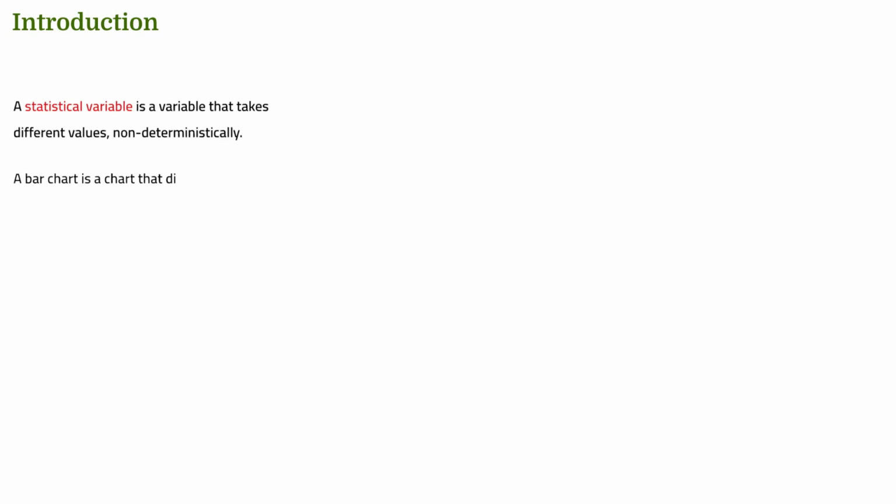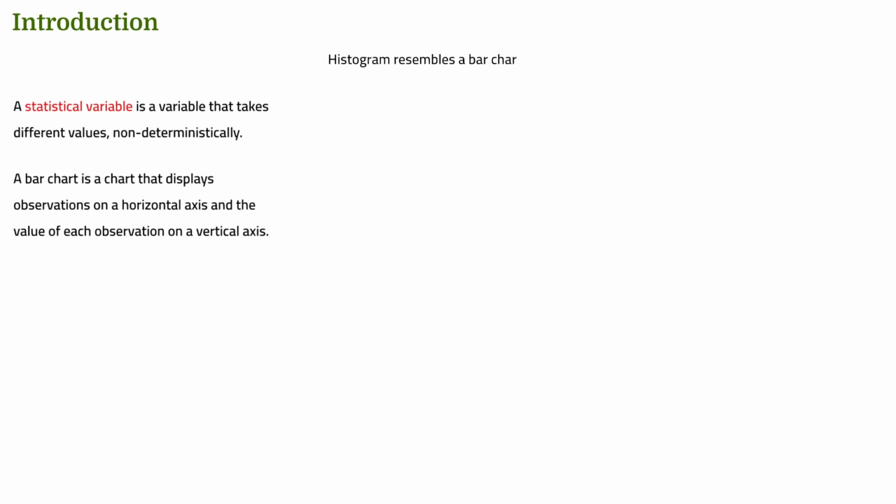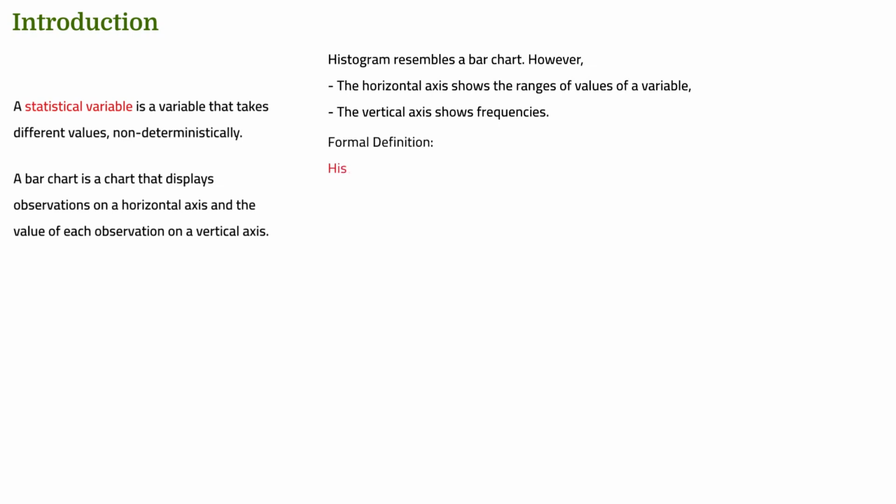A bar chart is a chart that displays observations on a horizontal axis and the value of each observation on a vertical axis. Histogram resembles a bar chart. However, the horizontal axis shows the ranges of values of a variable. The vertical axis shows frequencies.